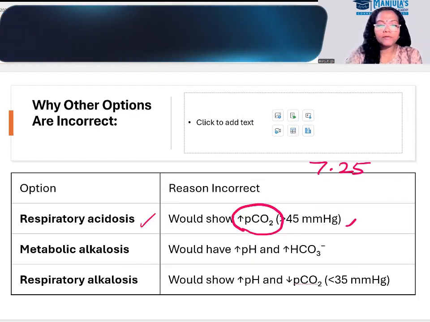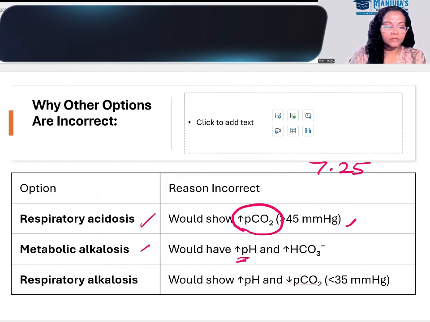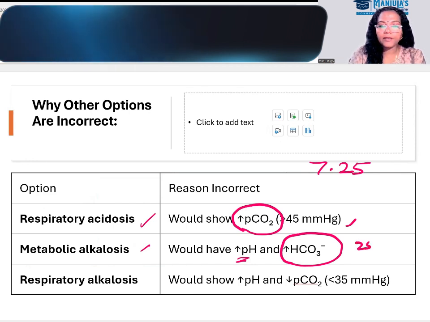Now, what was the other option? Metabolic alkalosis. If it is an alkalosis, then definitely the pH will be more than 7.45. But that's not right here in this question. And similarly, if it is a metabolic alkalosis, the bicarbonate also will be elevated, more than 25, 26 milliequivalents. It would have gone above. So that also is not right.